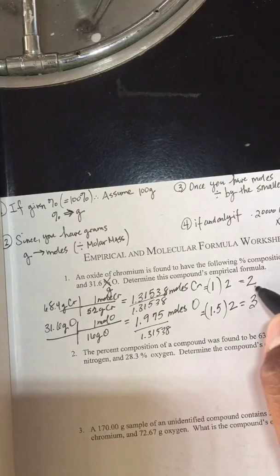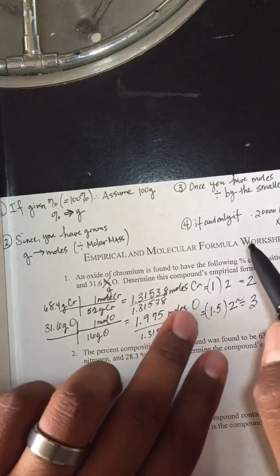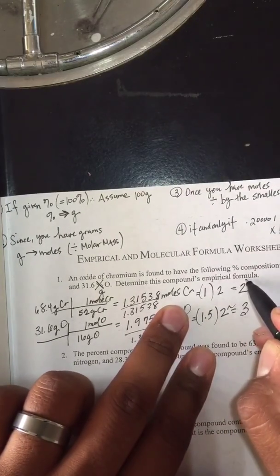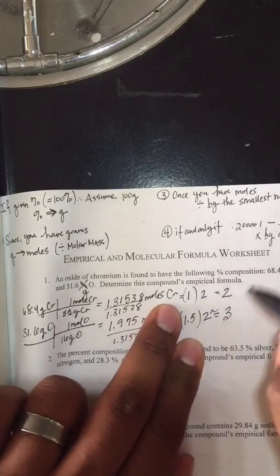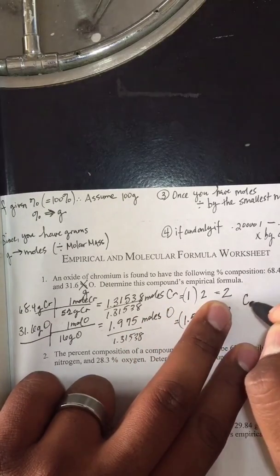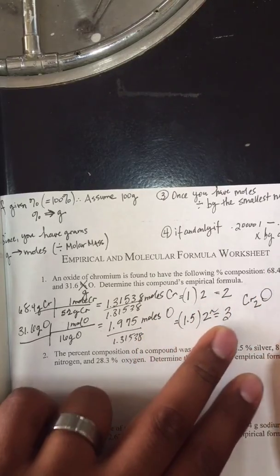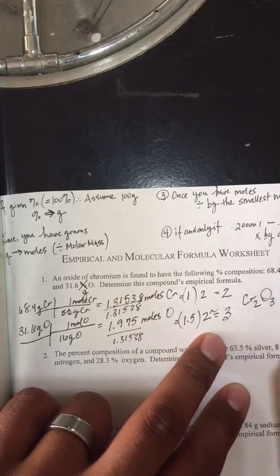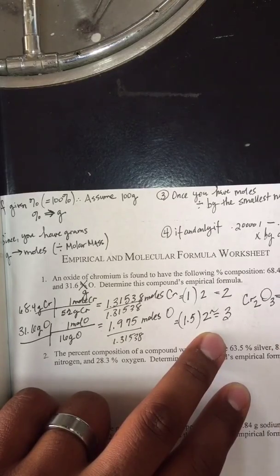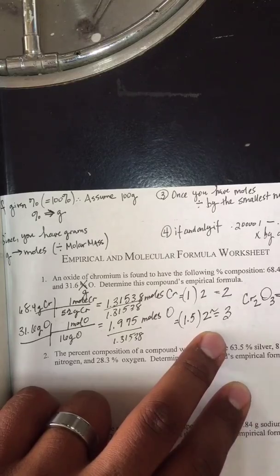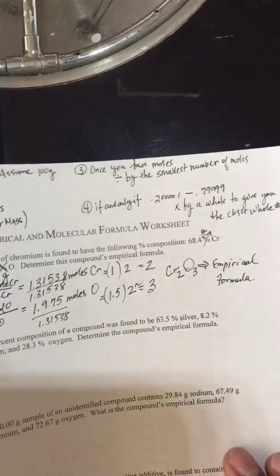Okay, so now you see those numbers, we have 2 and 3. Well, now all we're going to do is find a formula, because that's what we're looking for. We're going to put Cr, and we have how many of them? 2. So we're going to put Cr2O, how many? 3. So this is my empirical formula. All right, and that's number 1.